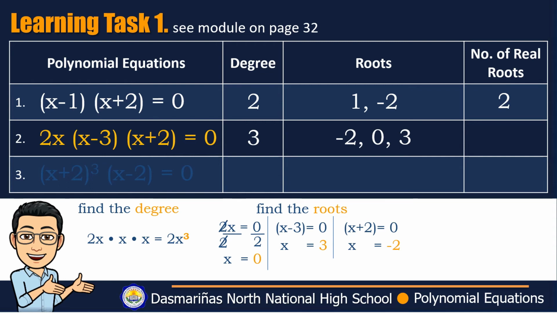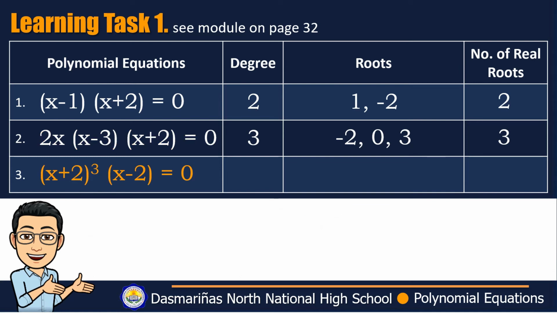Lastly, finding the number of real roots is very simple. Just find the highest degree, then we have 3. The number of real roots is 3. You can pause this video for a while to help you understand this example. Now let's go to the third equation. X plus 2 raised to the third power times x minus 2 is equal to 0.